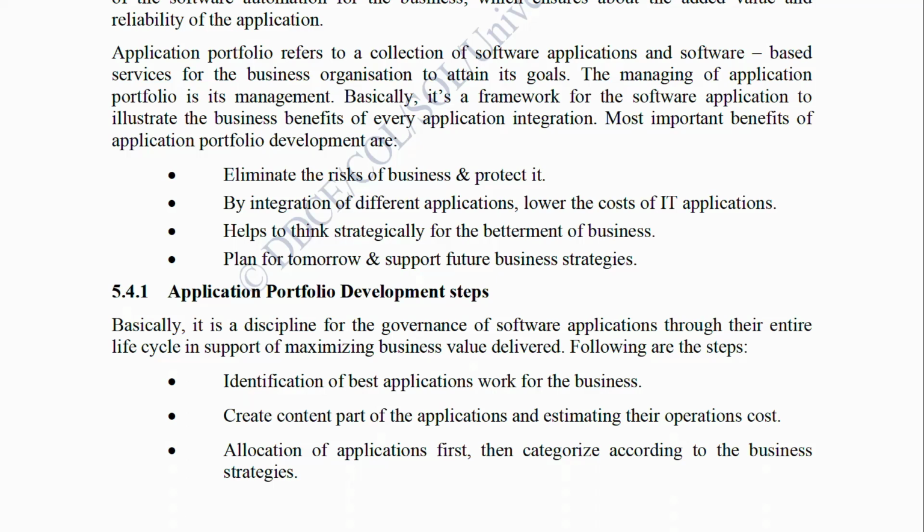The most important benefits of application portfolio development are: point 1. Eliminate the risk of business and protect it. Next, by integration of different applications, lower the cost of IT applications. Next, help to think strategically for betterment of business. Next and the last point is plan for tomorrow and support future business strategies.